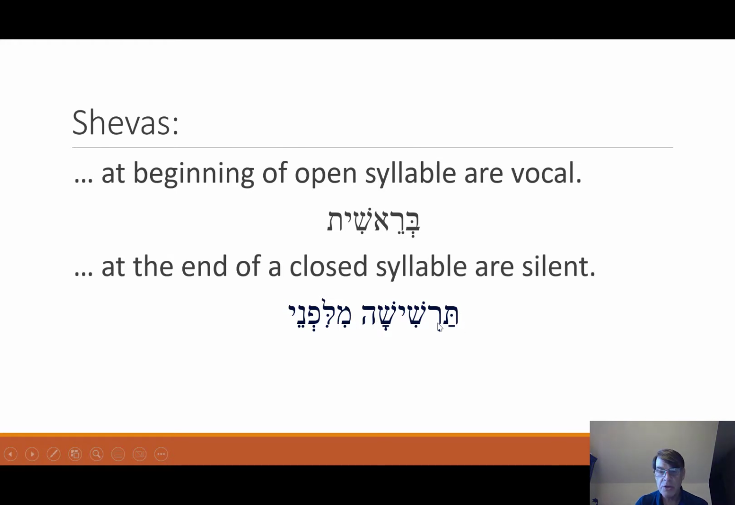The first syllable, tar, is a closed syllable because we have a tav, we have a patach, and we have a resh. Consonant, vowel, consonant, and then this syllable is closed. It's a silent schwa, tar, consonant, vowel, consonant. So this schwa, it's not tare-shisha, it's tar-she-sha, and the accent is on the she. If you look in the Bible, they have accents. That's the next video. So tar-shisha, and that's a closed syllable, and that is a silent schwa.